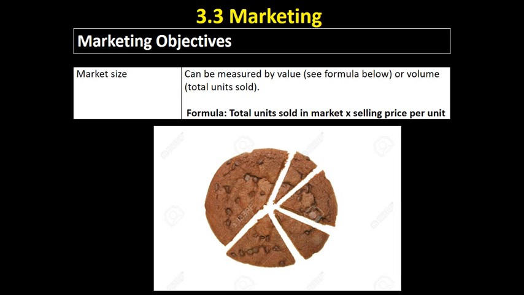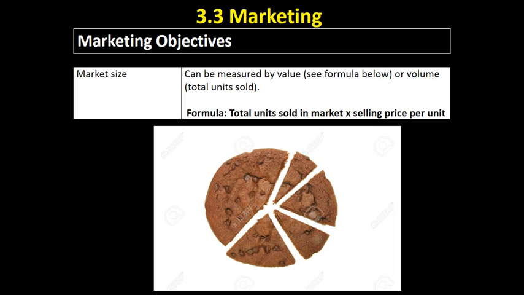You can think about market size. I've got this picture here of this, looks like a cookie that has been split into different segments. The total size of the cookie is the market size. That would represent all of the sales of cups of coffee. And we'll have a look at what the little segments would represent in just a minute.